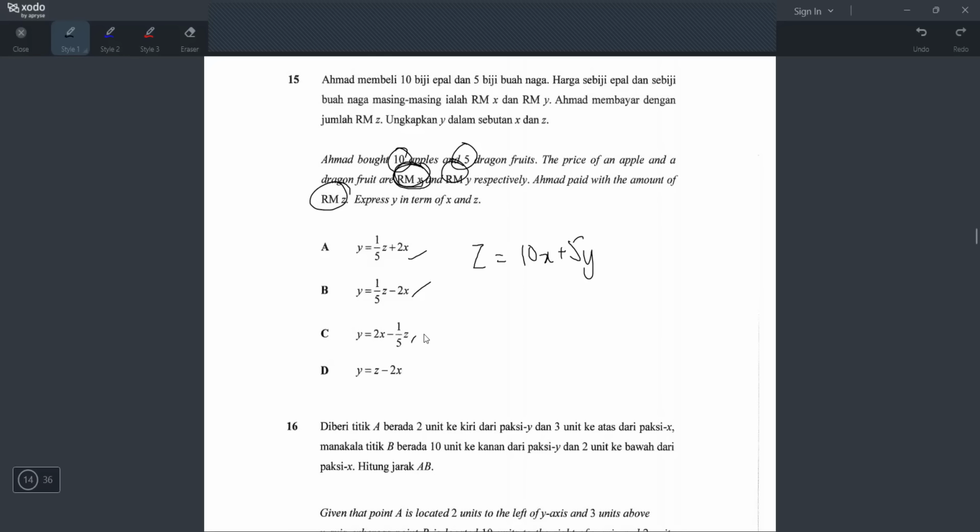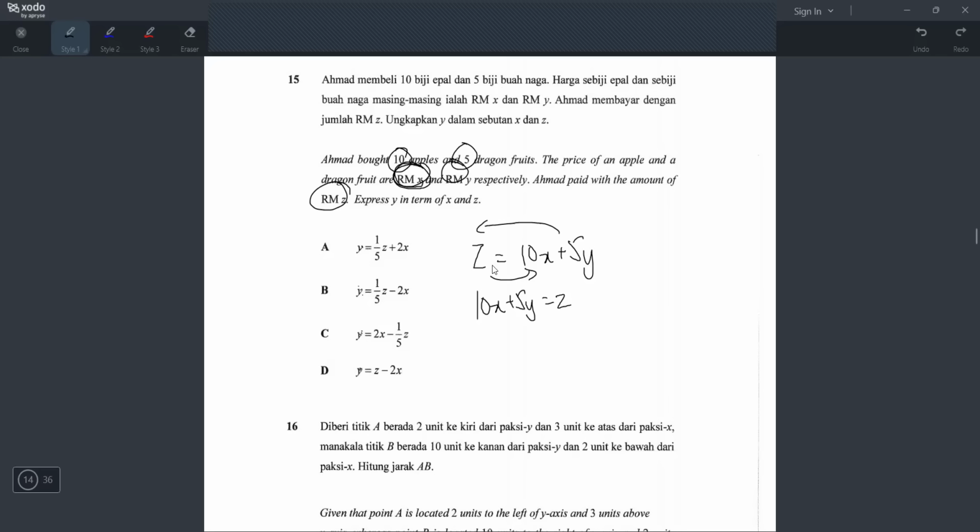But when I look at A, B, C, D, there's no such answer. So how? Okay, very easy. Just look at the options A, B, C, D. They are all making Y the subject, right? So I think I have to make Y the subject also. So what I will do is rewrite this whole thing: 10X plus 5Y equals Z. It's the same equation, I just flip it around.